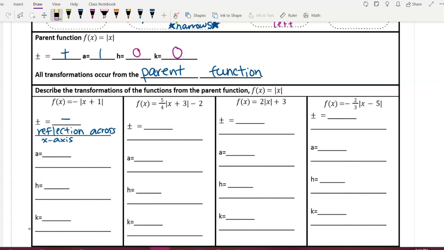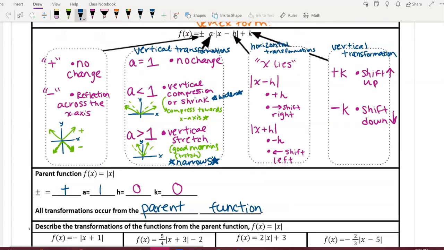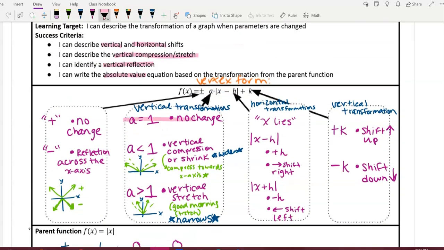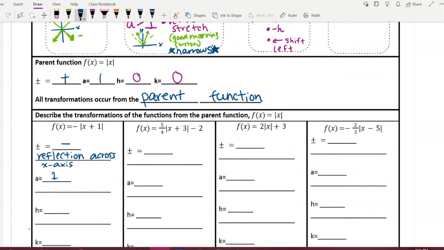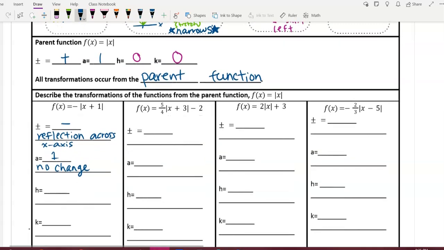All right, let's look at A. Now, what is our A value? There's no number there, so we assume it is 1. Well, I guess we're not assuming, we actually know, because when there's no number in front of a variable, it's always 1. So when a is 1, what happens? Right here, a equals 1, no vertical change. So no change.